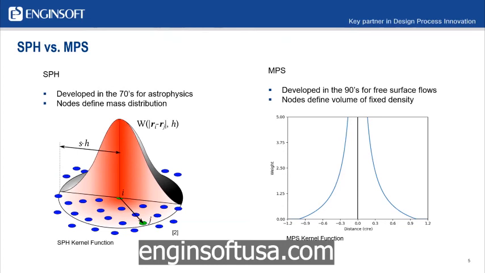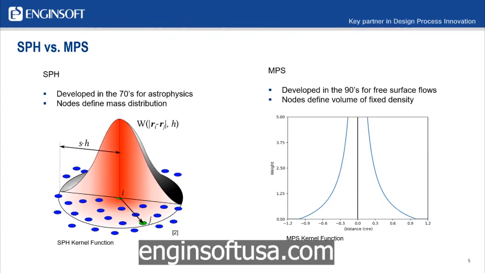You're able to directly resolve free surfaces because you can just look for particles that don't have neighbors in one direction. Whereas with SPH, you'll have to take an approach where you're essentially clipping in space at a certain density of distribution.